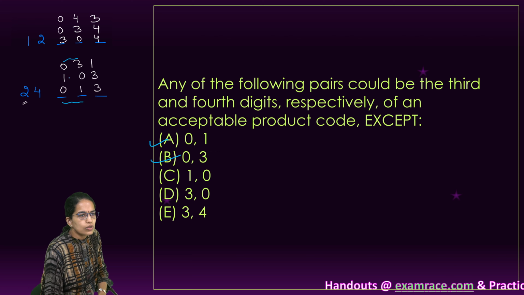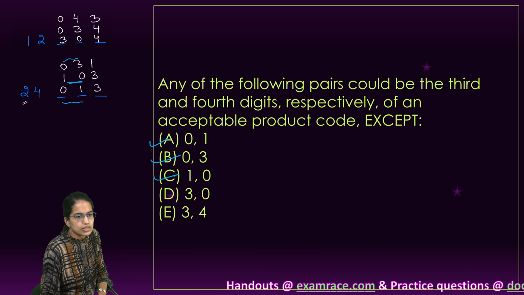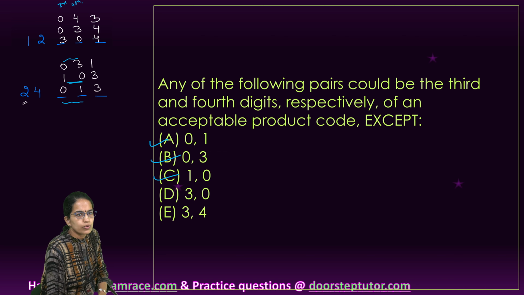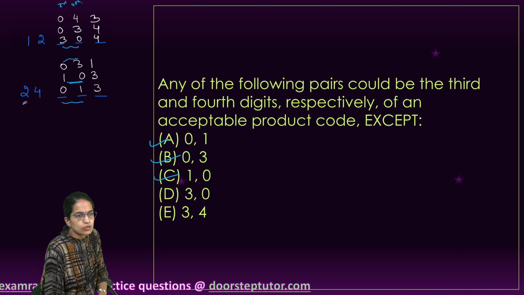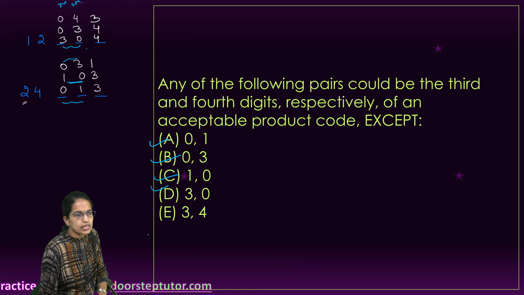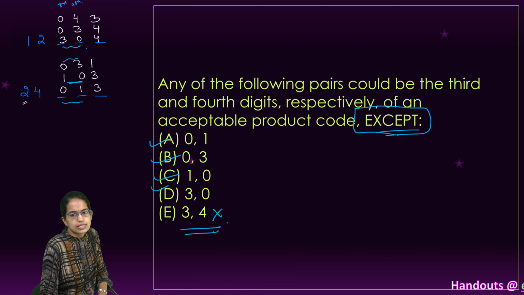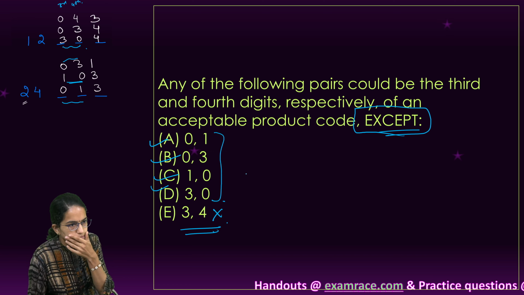1 and 0, I can find 1 and 0 as well, so it is correct. So I am focusing only on the third and the fourth digit. 3 and 0 goes well. So again correct. 3 and 4 I cannot find. So E is the exception here. You are asked except. So all of the 4 are correct here except the choice E.